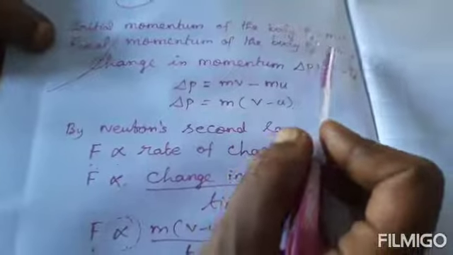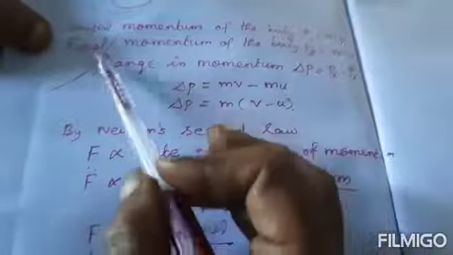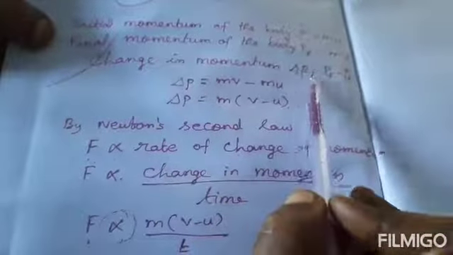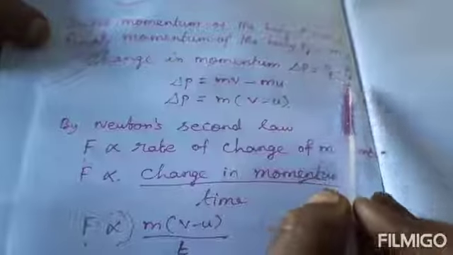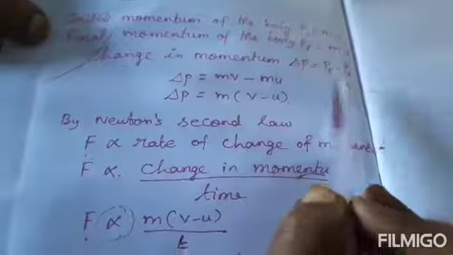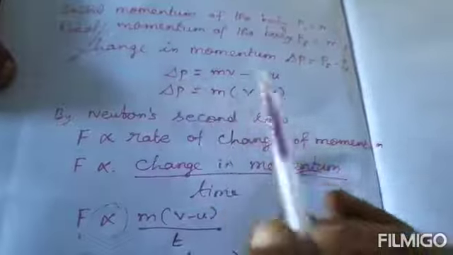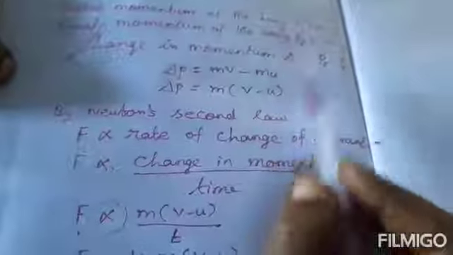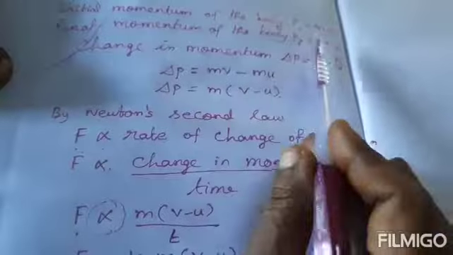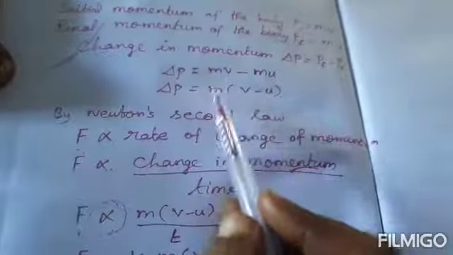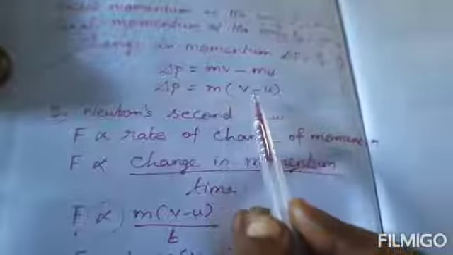Then initial momentum of the body pi equal to mu. Final momentum of the body pf equal to mv. Change in momentum delta p equal to pf minus pi. Everything you have to write with a suffix. Then change in momentum, denote the letter delta p, equal to pf, what is the value? mv minus pi, value mu. Then delta p equal to, taking m as common, m into v minus u.